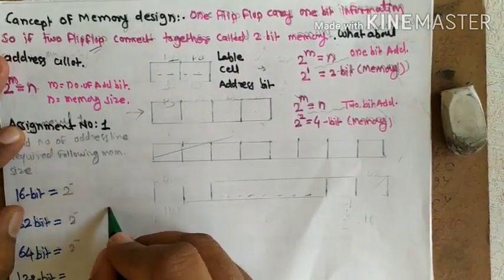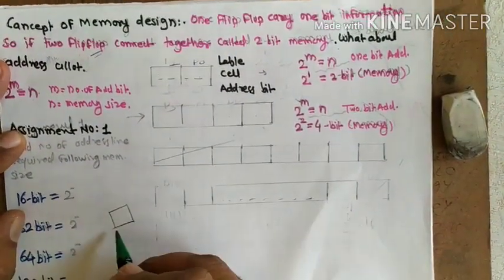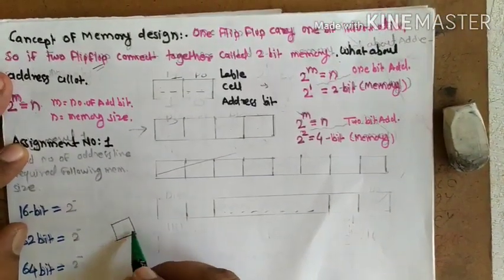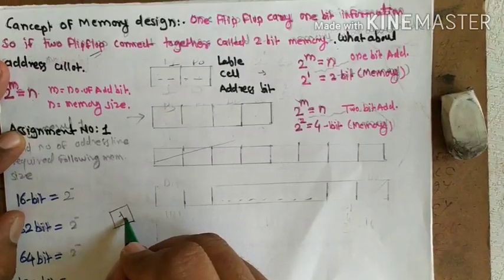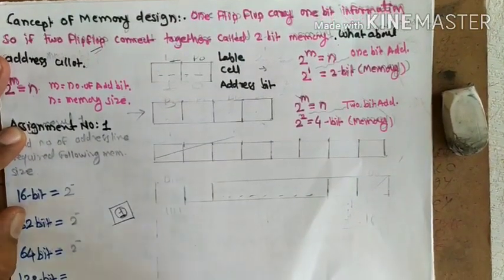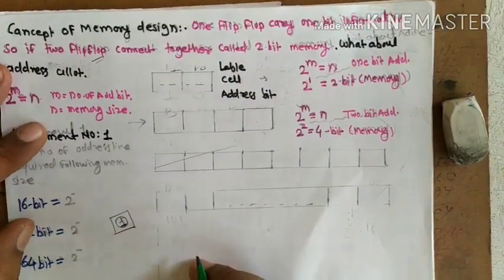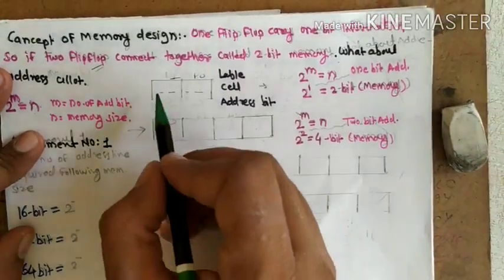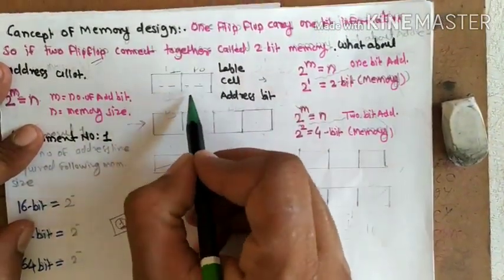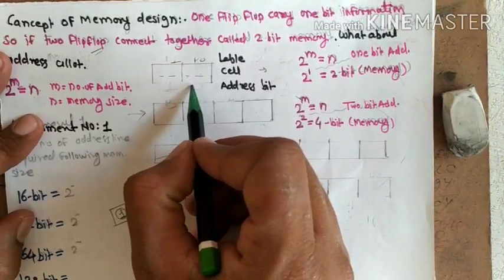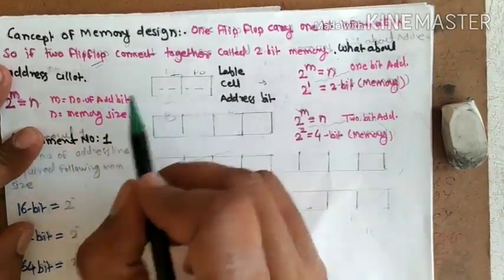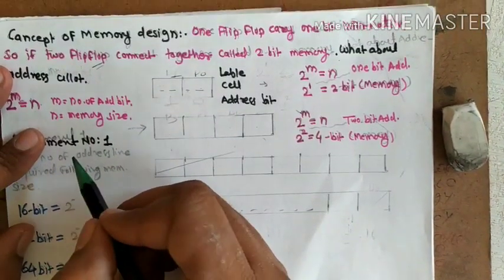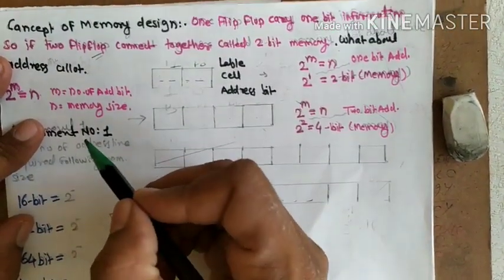For example, if we design this is one cell, and this cell carries 1-bit information. That information may be either 1 or 0, as per your requirement to store. So first of all, see the first diagram. This is the 2-bit memory. 2-bit memory means there are 2 cells, cell number 1 and cell number 2. According to your requirement, you have to join different numbers of flip-flops to each other.